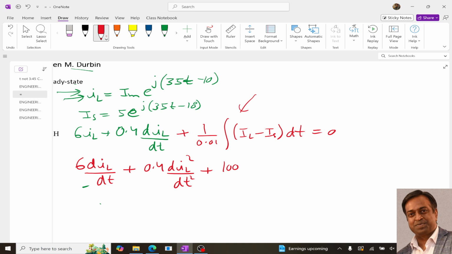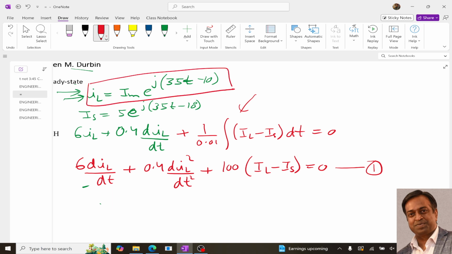We can put it as 100, and this will become IL minus IS equal to 0. Right now in this equation we just have the differential terms. Now we already have assumed that IL is this, right? So from this assumption, we will get dIL by dt. So we will get IM e power j(35t minus 10), and we know that the differentiation of e power something will be the same, plus we have 35t along with j, so we will get 35j IM, right? And we double differentiate it because we also need this.